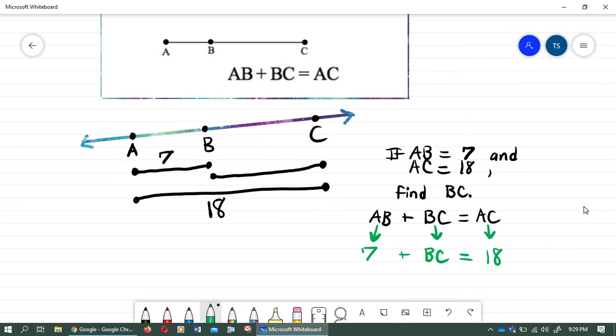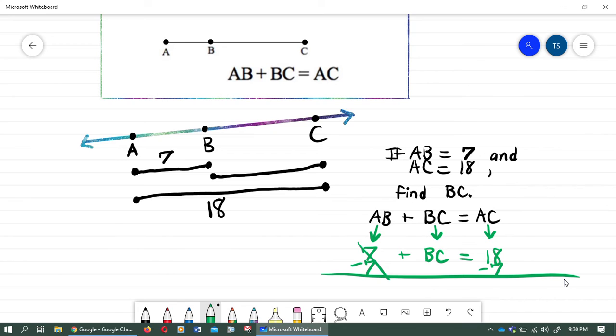And again, folks, most of us probably knew the answer to what BC was right off the bat. Once I told you that AB was 7 and AC was 18, you realize this is common sense. 7 plus something has to give me 18. Duh, Mr. Starkey, I know the 7 plus 11. Some of you might not have been able to tell me that, but I'm showing you the math behind it, seeing as this is a math class.